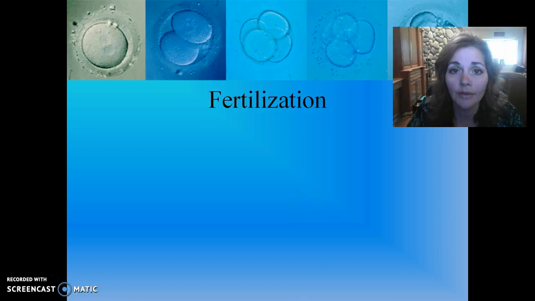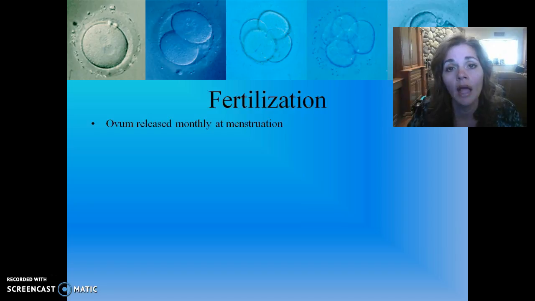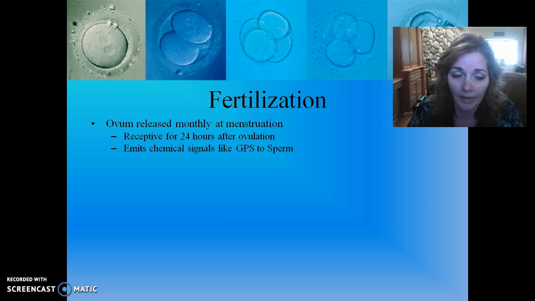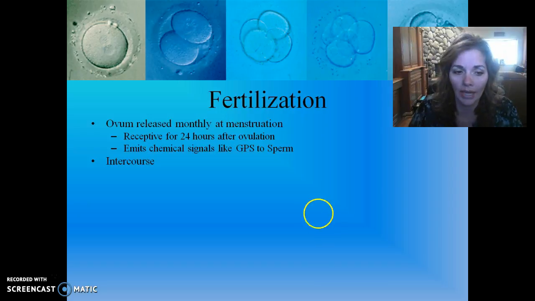And so I'm here to talk to you a little bit about prenatal development. We'll just go into the bare basics. Your book will fill in some details, but obviously it starts with menstruation where we release an ovum, and we have about 24 hours to fertilize that ovum after ovulation. Once it's released, it emits chemical signals to the sperm to tell it where it's at so the sperm can easily locate it.